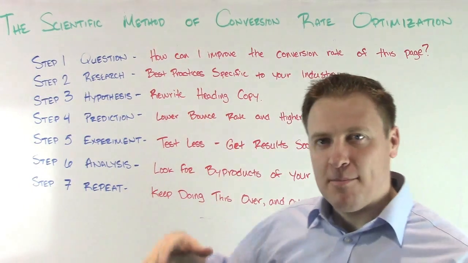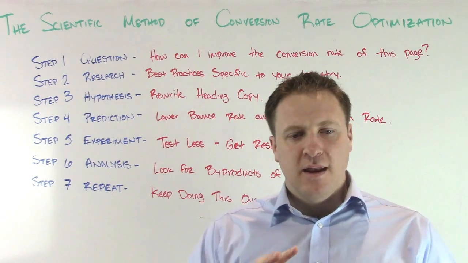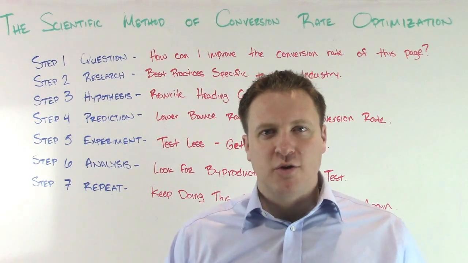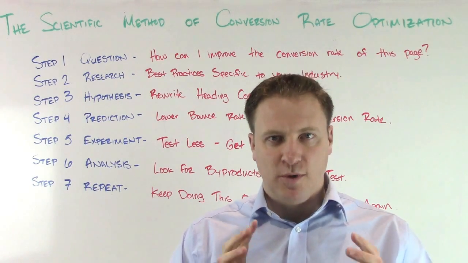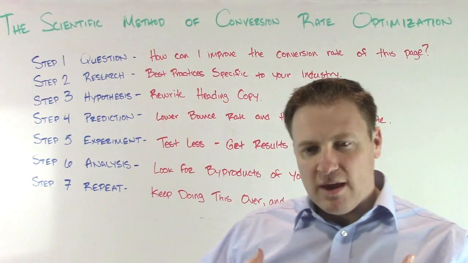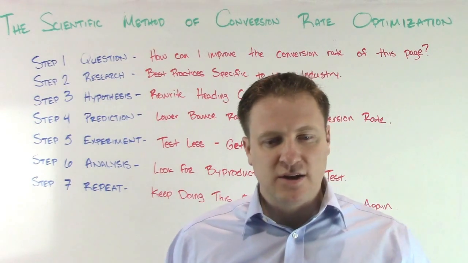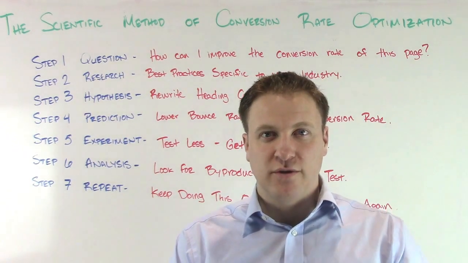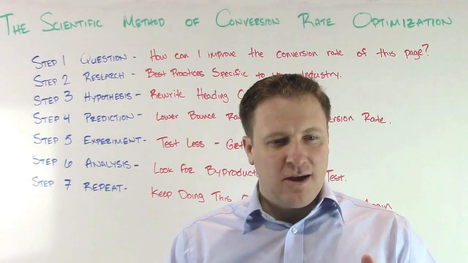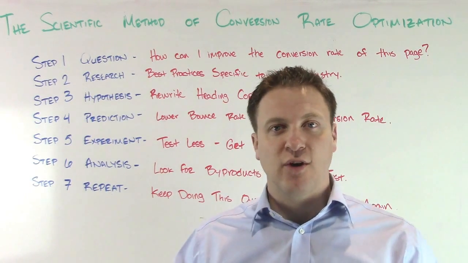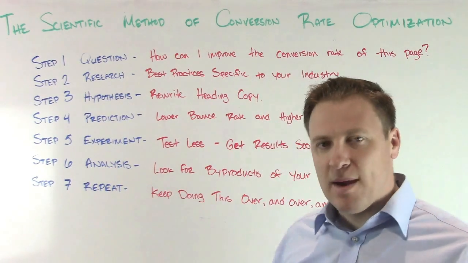So the first step that we've found in conversion rate optimization is to ask a question. And usually the question is, what can I do to improve the conversion rate of this particular page? And then we move on and we start to do research. We look at the industry for that particular website, and we start to check to see if there are some best practices that others have already tested. And then we draw some hypotheses.